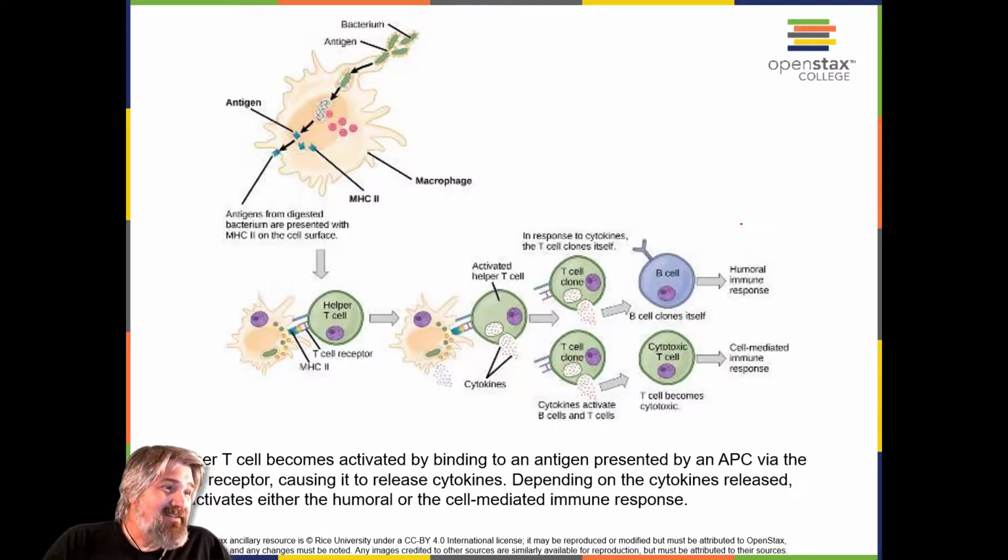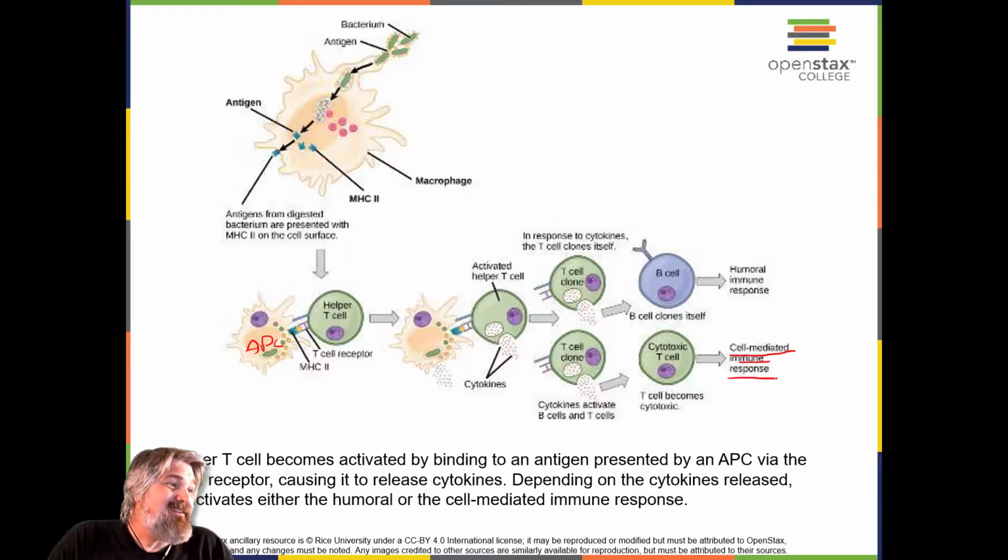Okay, so here we go. What I was just mentioning here: the helper T cell interacts with the APC and becomes activated. After it's activated, it can release cytokines. The cytokines can activate B cells and other T cells, including, well, here, this is a T cell clone. It now is a killer T cell, and it's involved in the cell-mediated immune response.